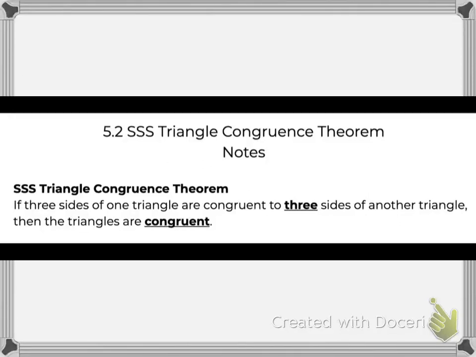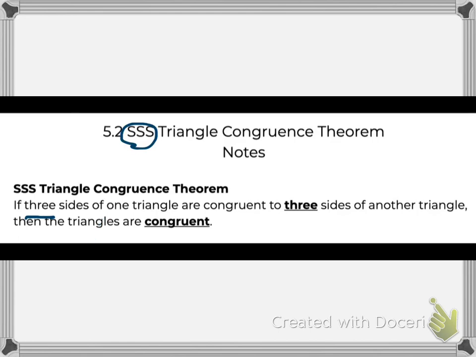Alright guys, now we're going to look at section 5.2. We're going to talk about what's called the side-side-side triangle congruence theorem. We write that shortly as SSS. So what it says is if three sides of one triangle are congruent to the three sides of another triangle, then the triangles are congruent.